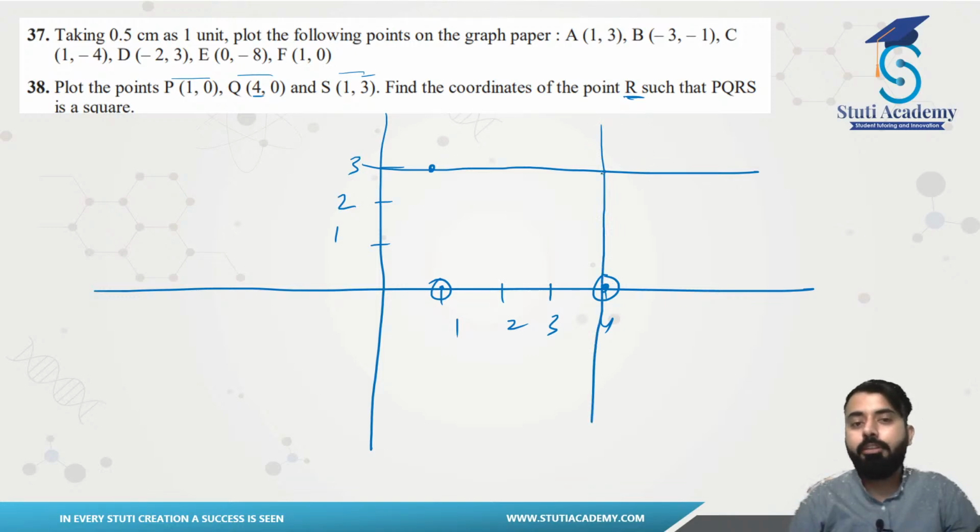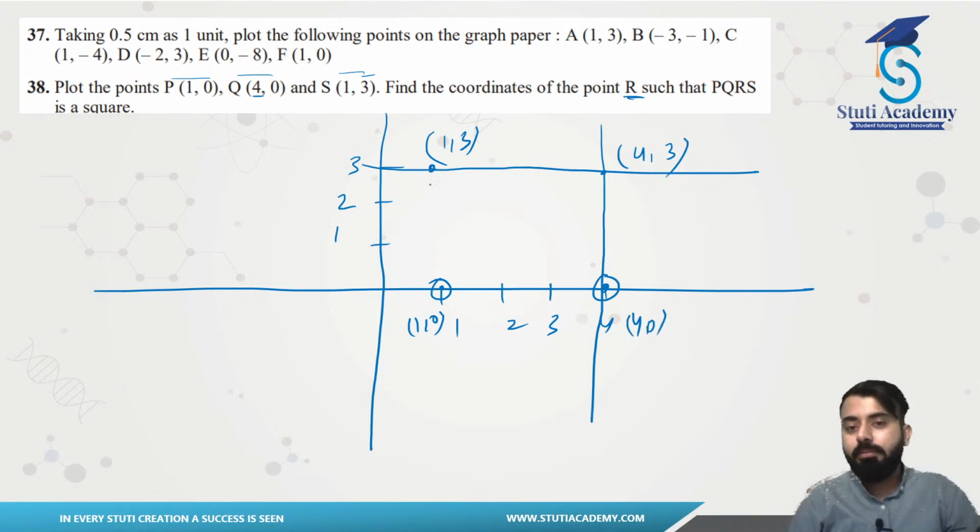It will be lying at this point. So coordinates will be what? 4, 3. We have x, which is 4. So it should be 4 units on the right, 3 units upward. So 4, 3. Its coordinates are 1, 3. Its coordinates are 1, 0, and it has 4, 0.